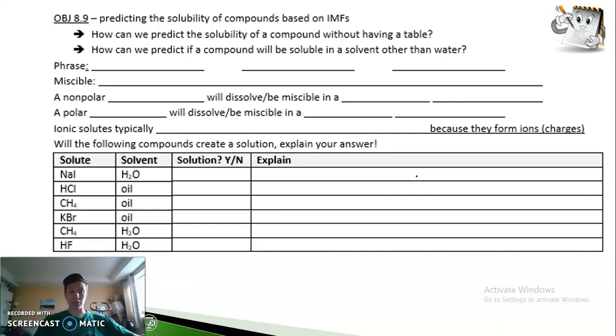A few weeks ago, we actually talked about 8.12, where we could look at a table and say, hey, Na is always soluble, NH4 is always soluble, but OH generally not soluble. How can we predict a solubility without having that? And what if we have other solvents?